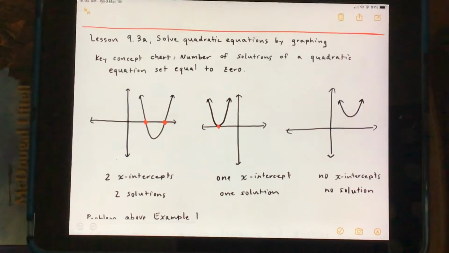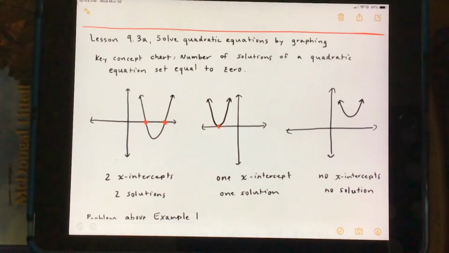Finally, on the right-hand part of our key concept chart, we see a parabola that is opening upward above the x-axis. There are no x-intercepts, so in that case, there would be no solutions to the quadratic equation set equal to 0. So the key concept chart should be on your paperwork.